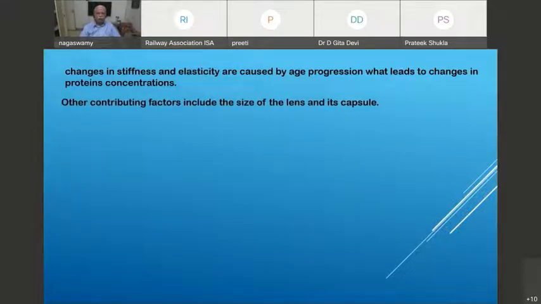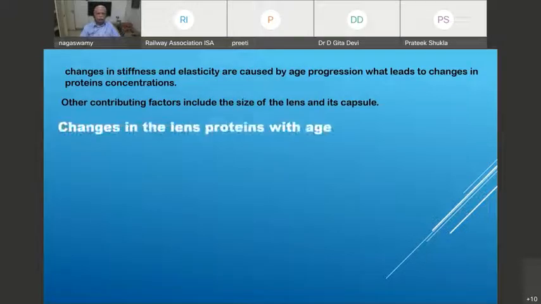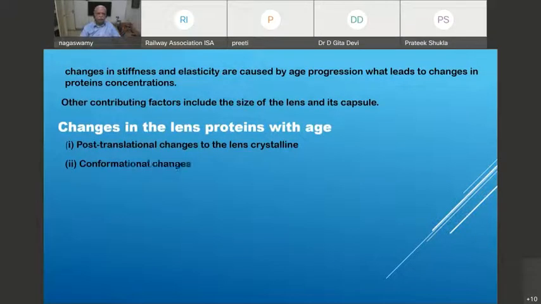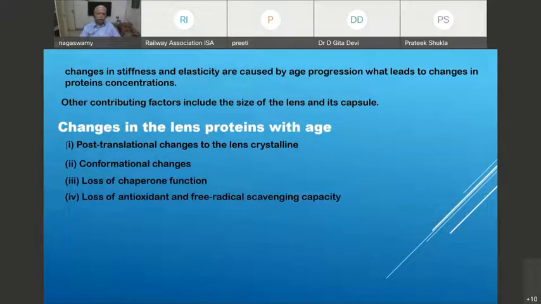Other contributing factors are changes in the lens protein with age: post-translational changes to the lens crystallins, conformational changes, loss of chaperone function, and loss of antioxidant free radical scavenging capacity.